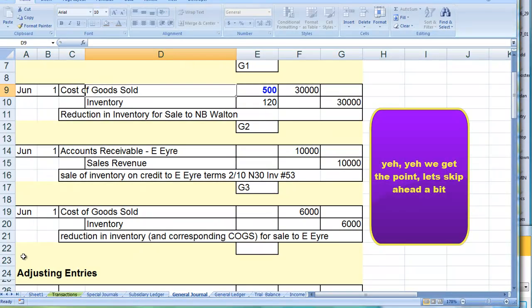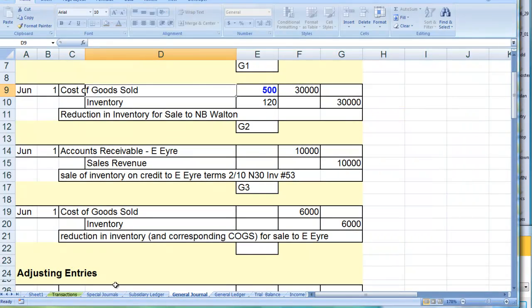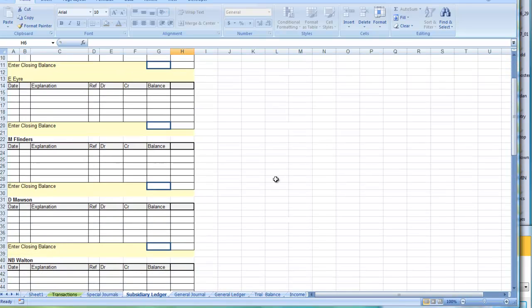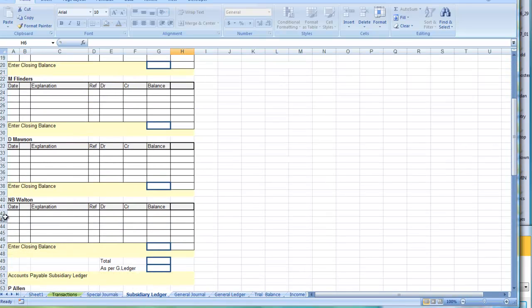And then if I had another journal, I would need to do the same for cost of goods sold. I'd need to do the same for accounts receivable. We can now post this here also to the subsidiary ledger, and we go here, NB Walton subsidiary ledger, NB Walton. I presume there's an opening balance, so I'll leave a space. June 1, reference is general journal, and debit 50,000, and the balance, we'll say 50,000, but if there's an opening balance it probably won't be.